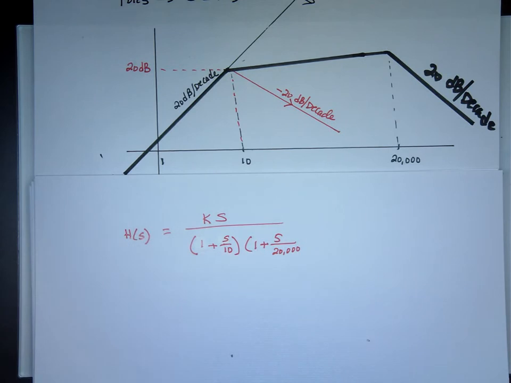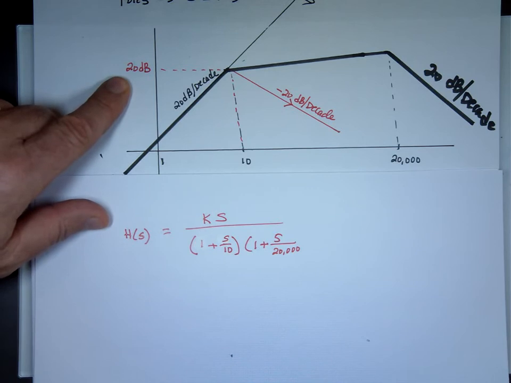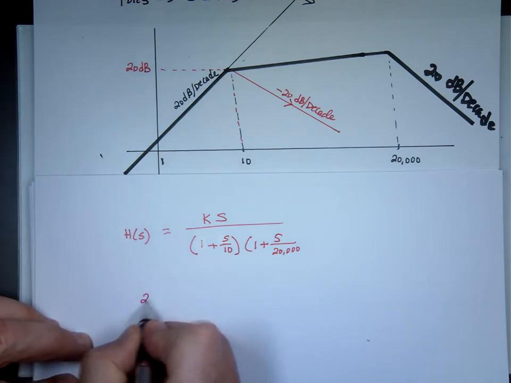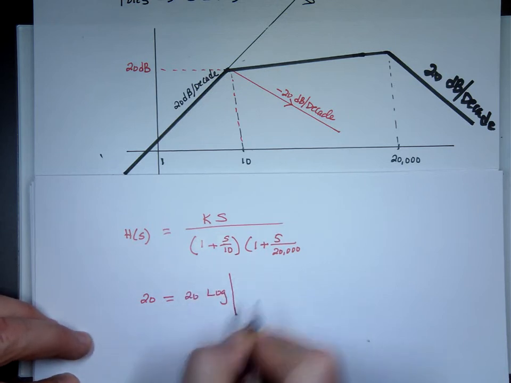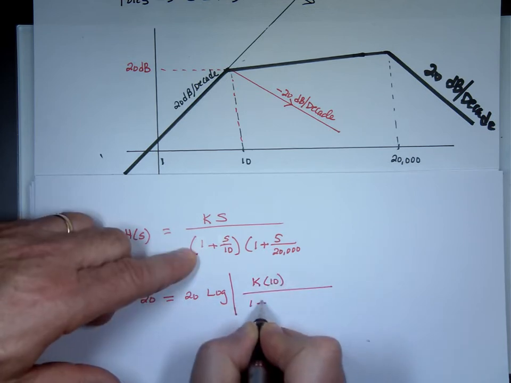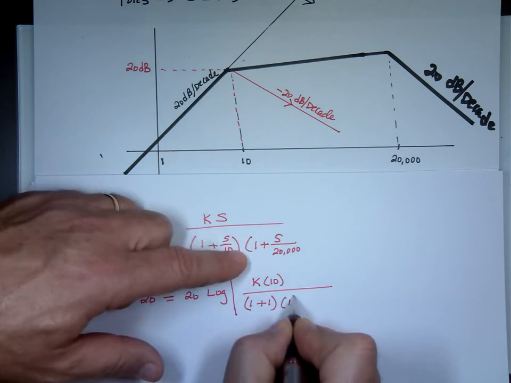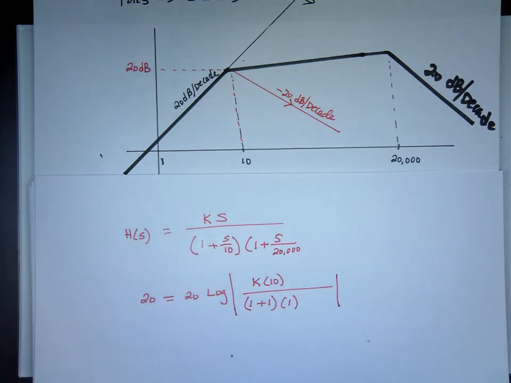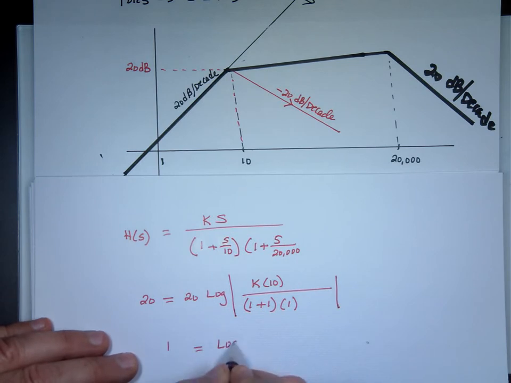And that's where the point comes in. I go, wait a minute. When S is 10, my value was what? 20? So let's see if I can get that expression. 20 equals 20 log the absolute value of K times 10 over 1 plus 10 over 10 is 1, 1 plus 0, that's 1, roughly. That's a 1 if you divide them. Is that K10?